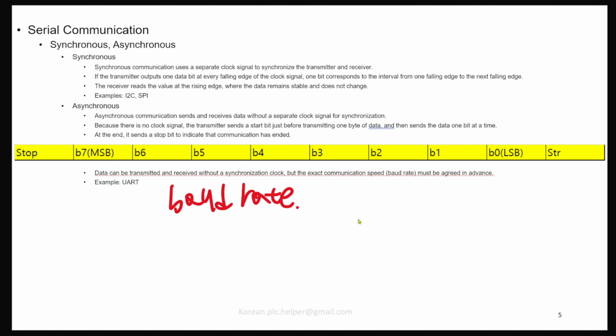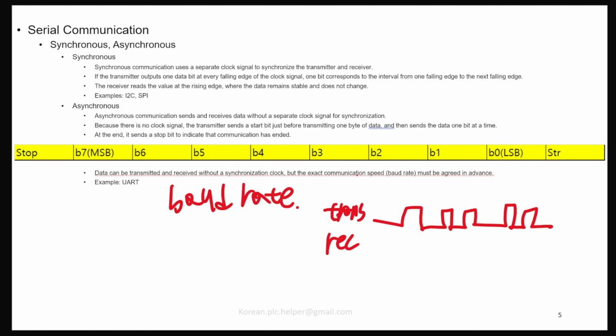Let me explain with an example. The waveform I am drawing now is the square wave generated by the transmitter. And next, I will draw the square wave timing used by the receiver.